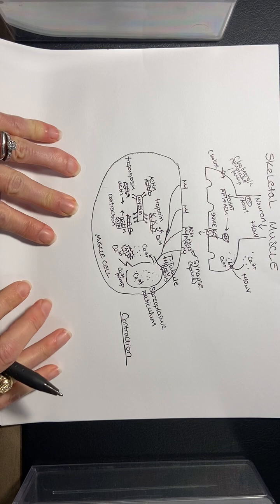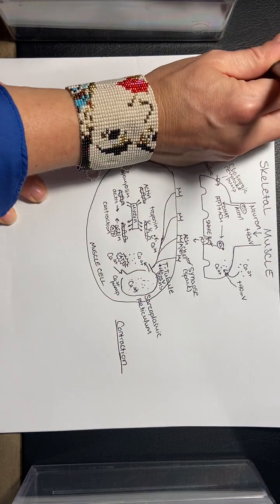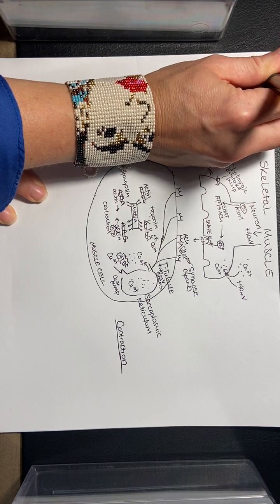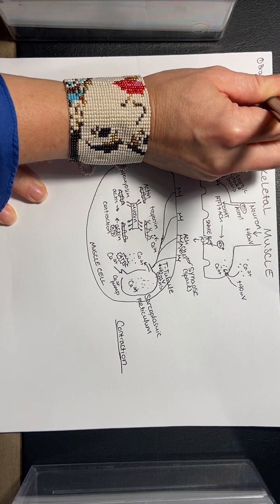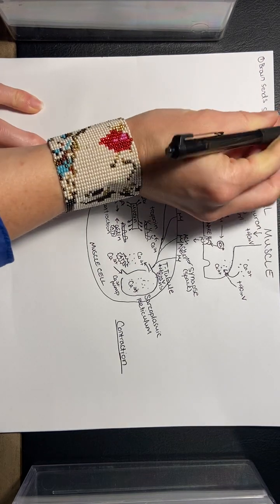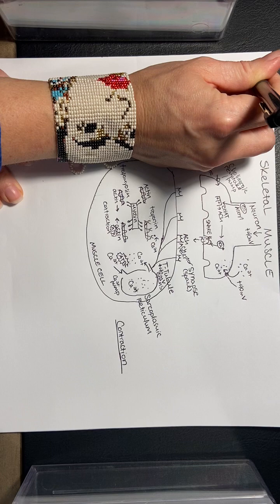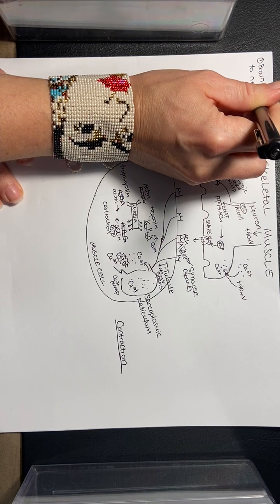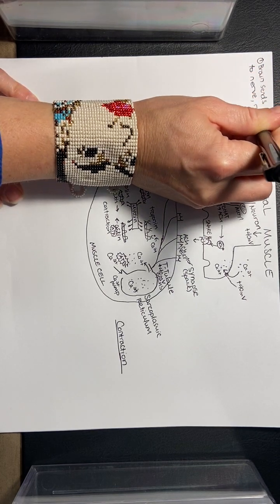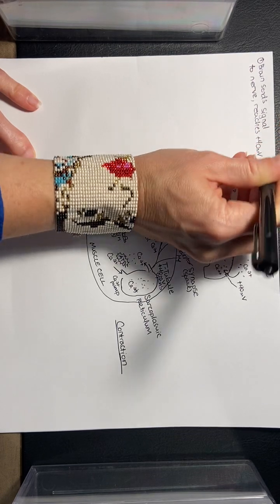Let's do that over here. So the brain sends a signal to a nerve, which in this case reaches successfully positive 40 millivolts.